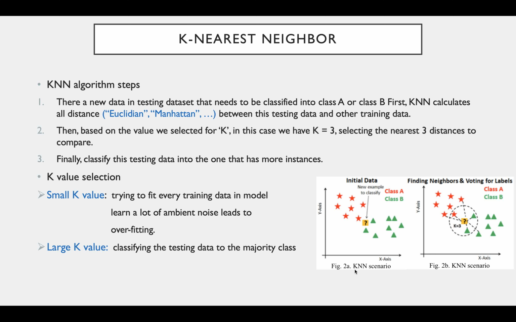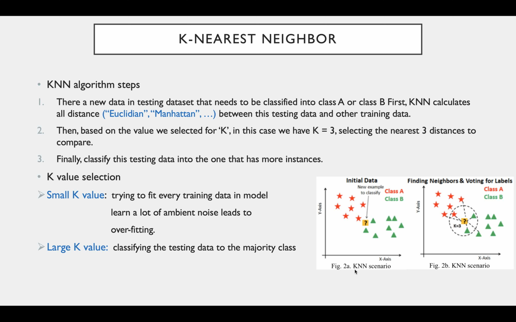And second, based on the value we selected for K, and in this case, figure below, we have K equals 3, selecting the nearest 3 distances to compare. So after setting the distance, like in figure 2b, we have a circle shown in the figure, and K we set to 3, so we need to compare the value inside this circle.